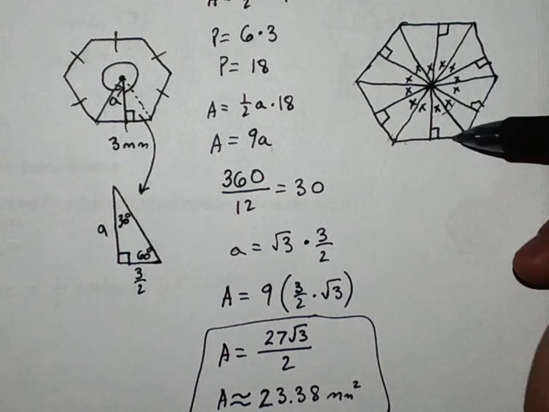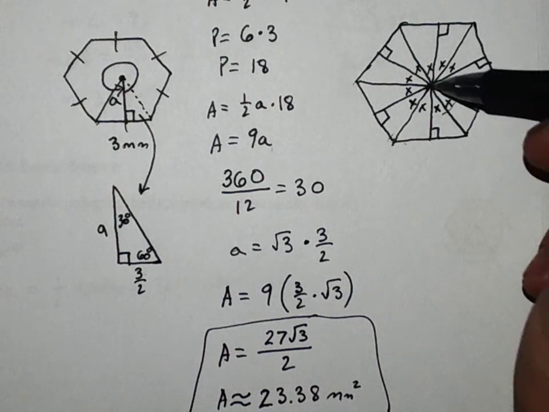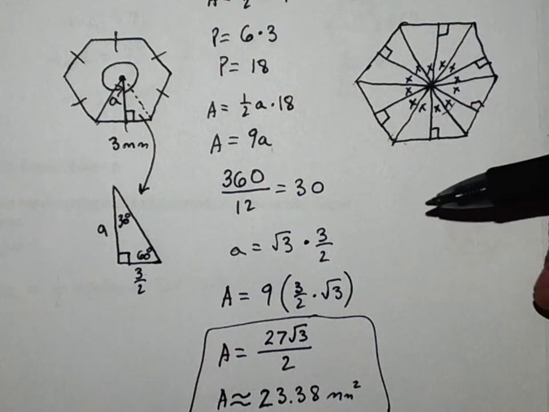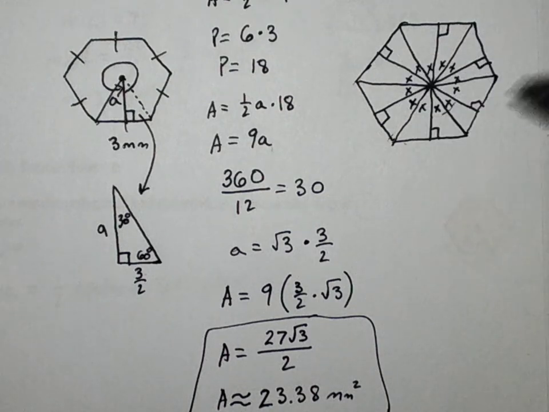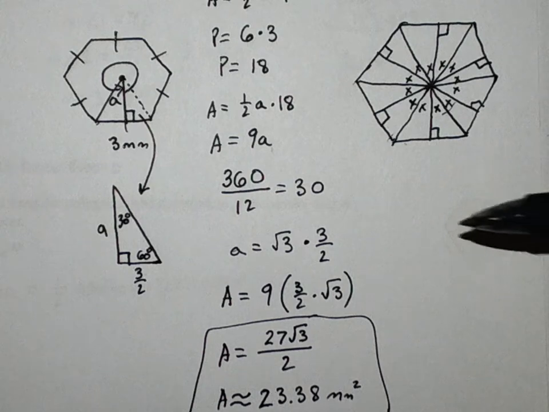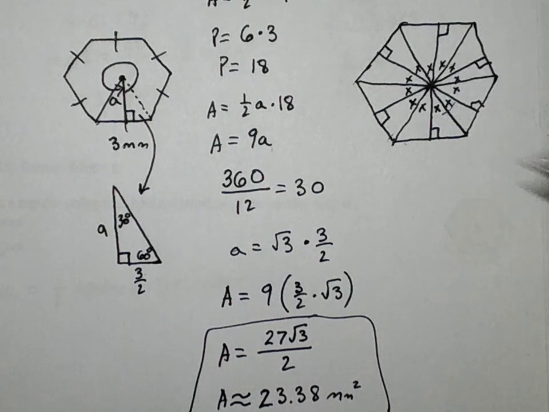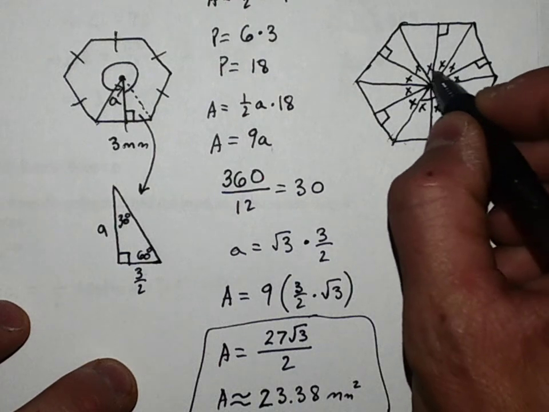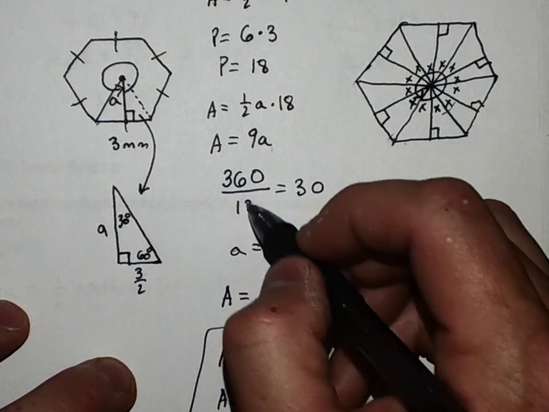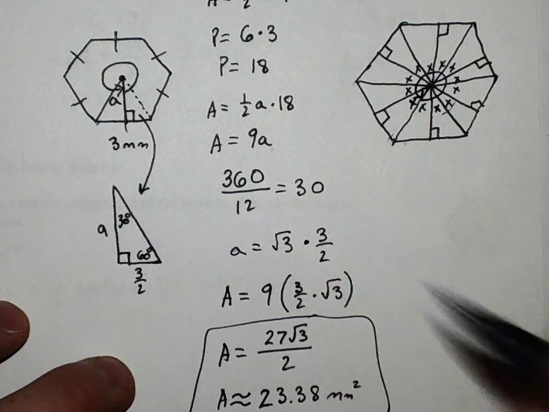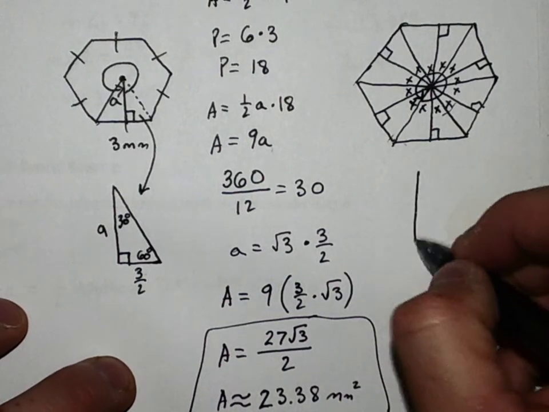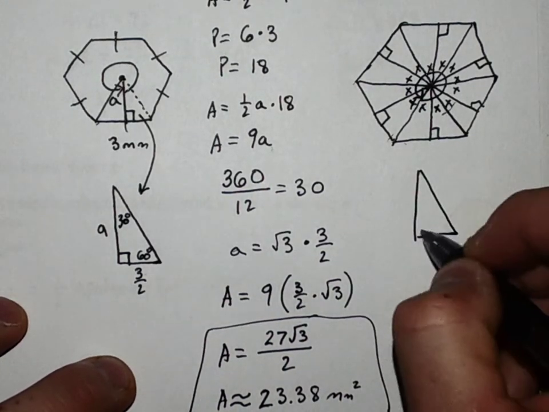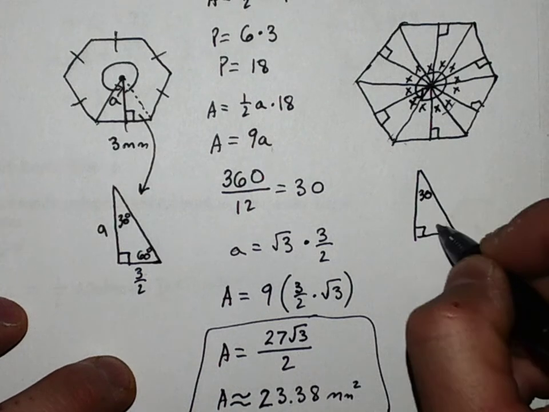I took 6 triangles and I cut them in half. So 6 cut in half, right? 12 of them. You multiply it by 2. 6 times 2 is 12. So you take the 360-degree circle and divide it by 12, which gives you your 30. And that gives you then a 30, 60, 90 triangle.